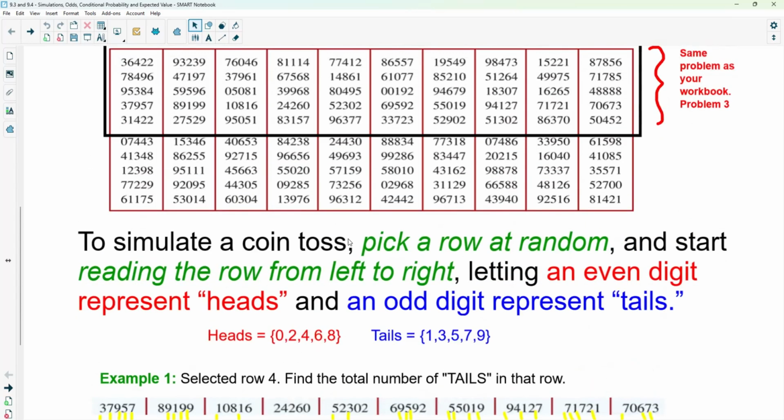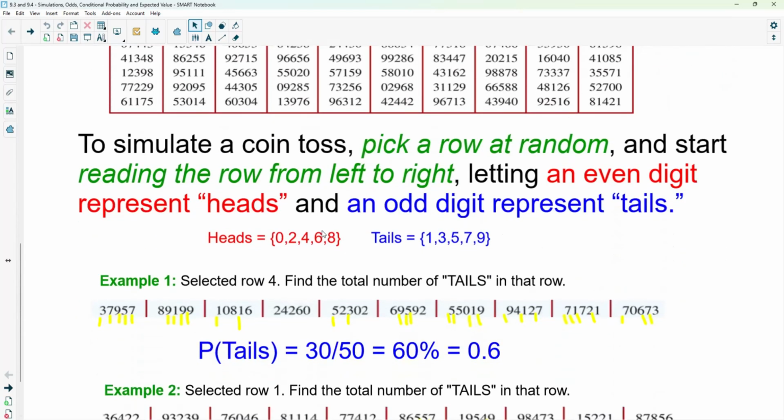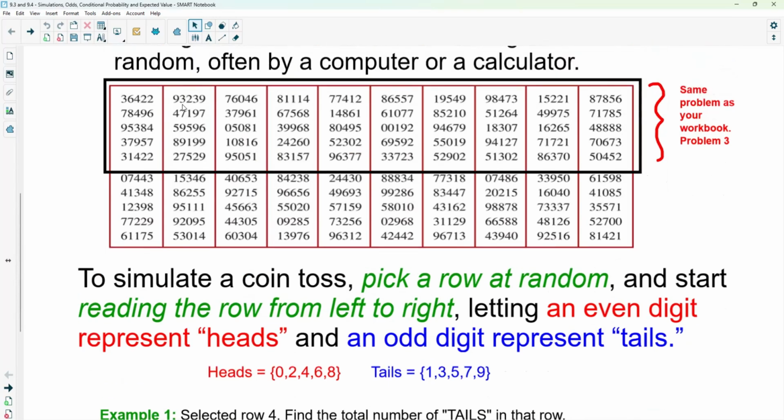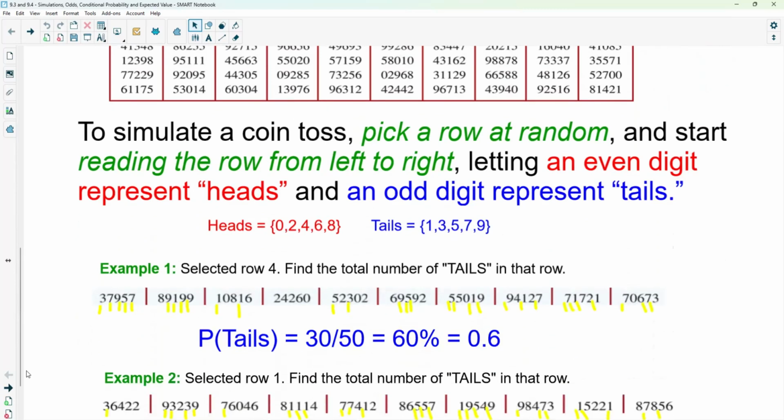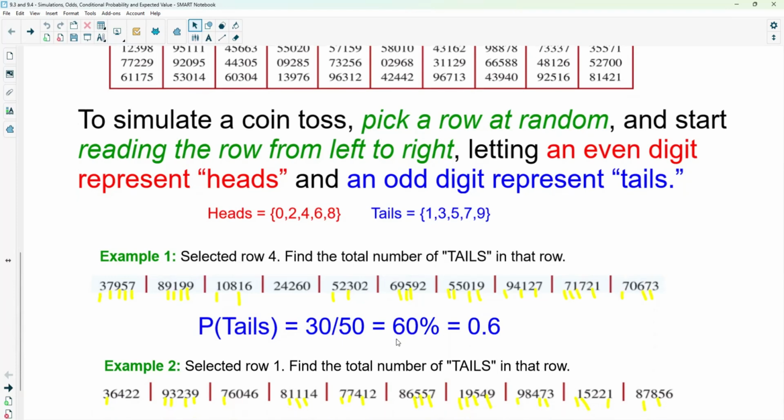For example, I don't want to select the whole table. It's too much. I just selected a random row. In this one, I selected row 4 out of this rectangle right here: 1, 2, 3, 4. I selected this row, and I'm looking for tails, so I'm looking at all the odd numbers. When I counted, 30 out of the 50 digits represent tails. That's like 60%, which is not that bad, right? Remember, we're looking for 50, but that's good too, because again, they're random.